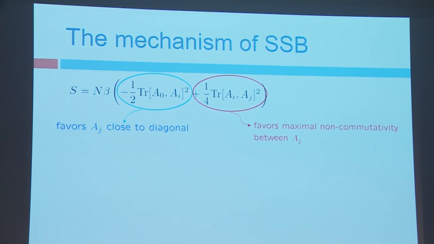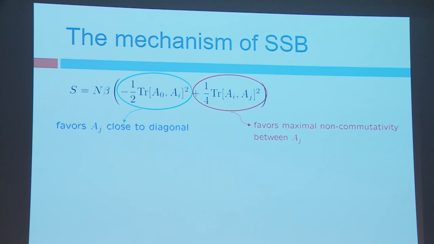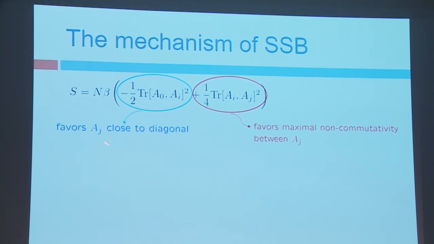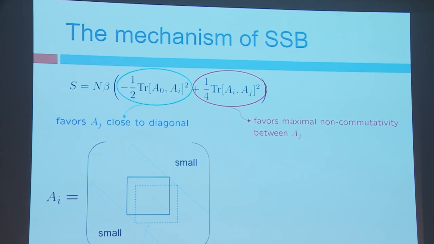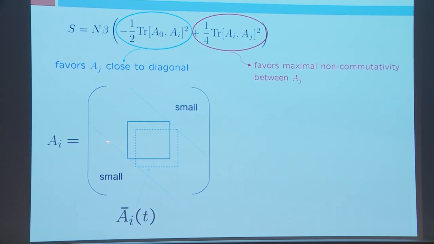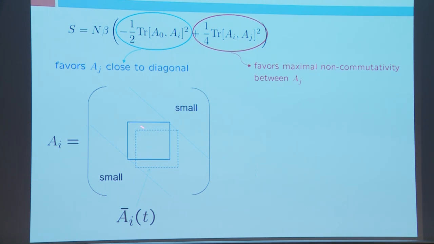Now we consider the mechanism of this SSB. Let us recall that we have the action here. The first term favors A_i close to diagonal, and the second term favors maximal non-commutativity between the A_i. The competition between these two effects makes A_i almost diagonal, a band diagonal structure. So this is good.